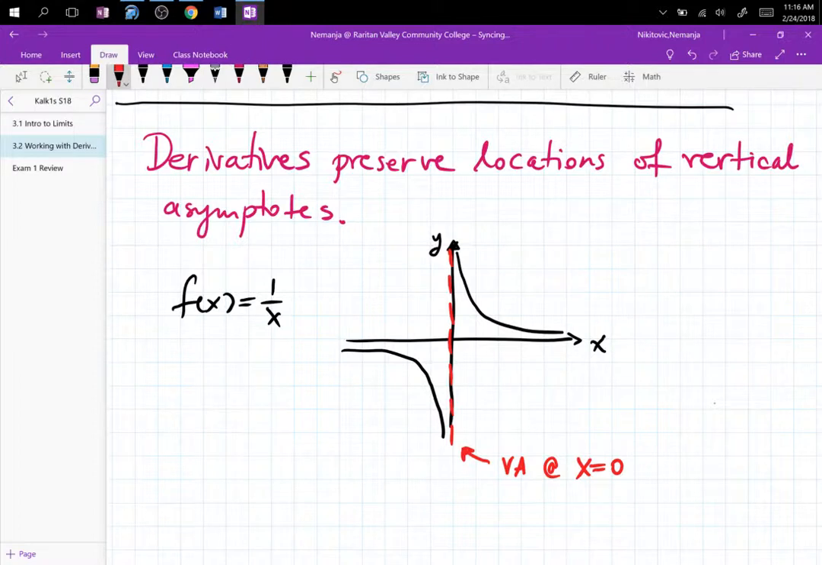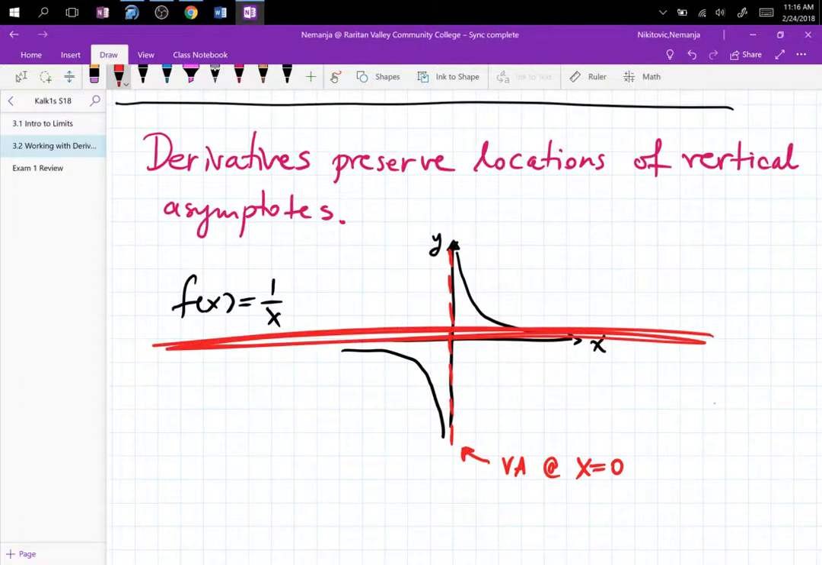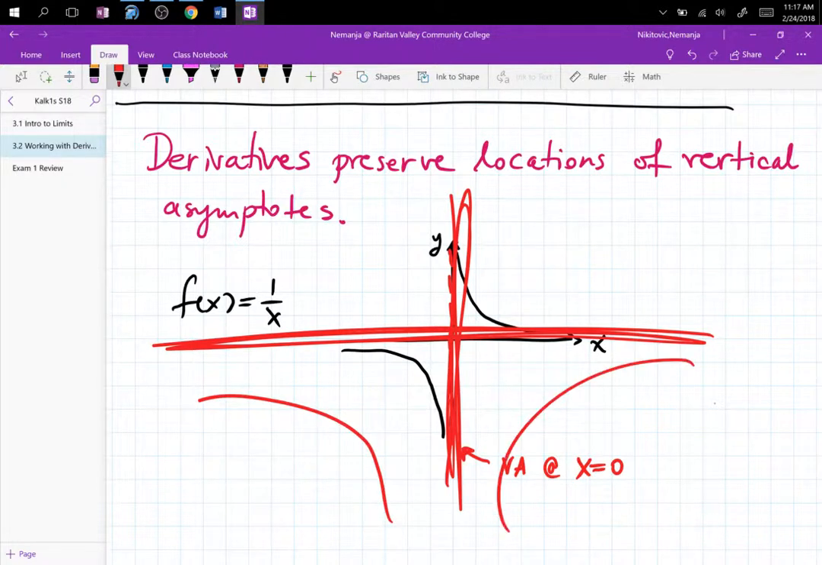I have to invoke common sense on that one. Everything you draw has to be below the x-axis and everything you draw has to follow the vertical asymptote. What is the only way that you can draw these pieces? Right? That's it. There's nothing else that you can draw.